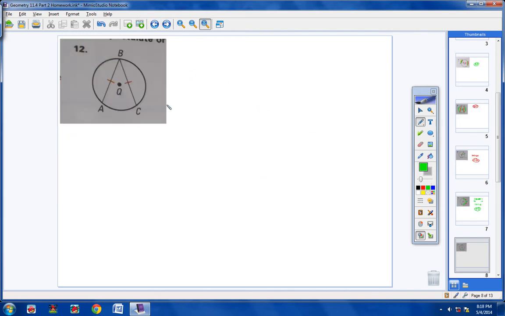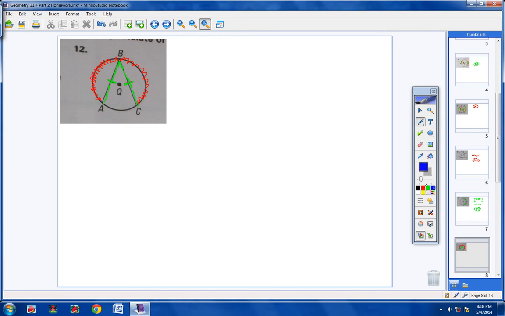Now the directions for 12 state, name any congruent arcs, chords, or angles. Okay, let's be very, very careful. Do I have a chord right here? Yes, you do. Do you have a chord right here? Yes, you do. Are those two chords congruent? Yes, you have a mark here and a mark here. So what does that tell you? That tells you that the arc that's formed by chord BC and the arc that's formed by chord BA are congruent arcs.